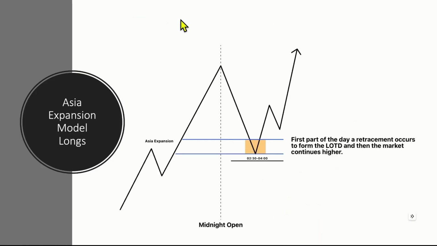The next model will be that Asia expansion model, but now through longs. This model occurs when we see an expansion leg during the Asia session. We want to see a manipulation leg lower originate from the midnight opening, and then we want to see price trade into an imbalance that formed during Asia in a discount during 2:30 to 4 a.m., where we will be looking for a lower time frame smart money reversal to occur from, to target buy side liquidity next.